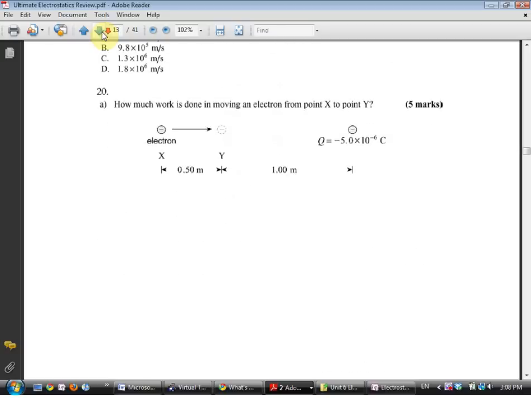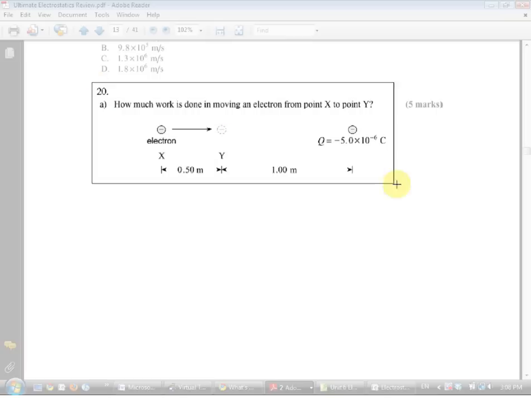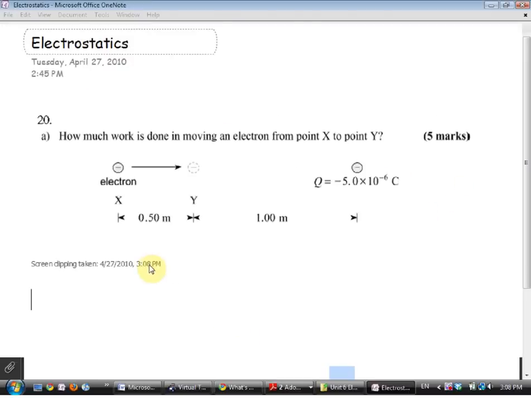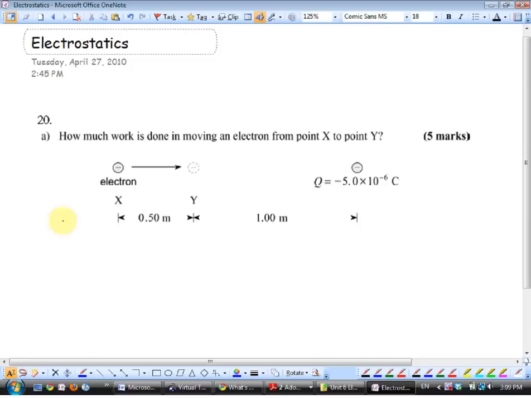Number 20. Great question. I think I like this question. Certainly part A. I did say I like this question. Okay. Savannah, what do they want me to find? Seems to me that I can't use force times distance, because what would be happening to the force as I'm moving closer and closer? Changing. So I have to use my other definition.